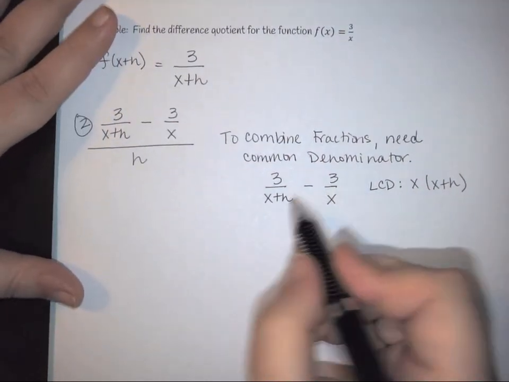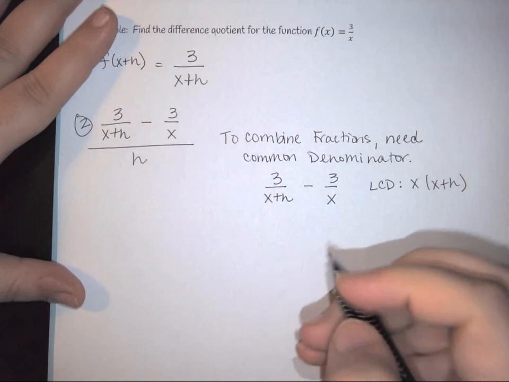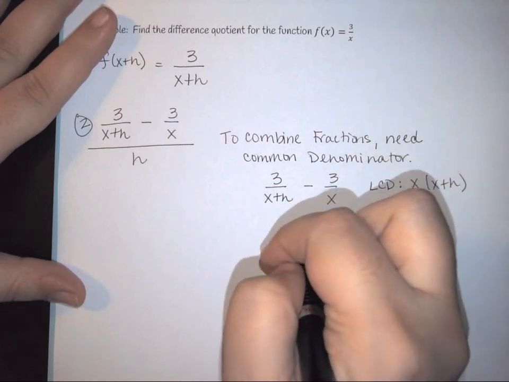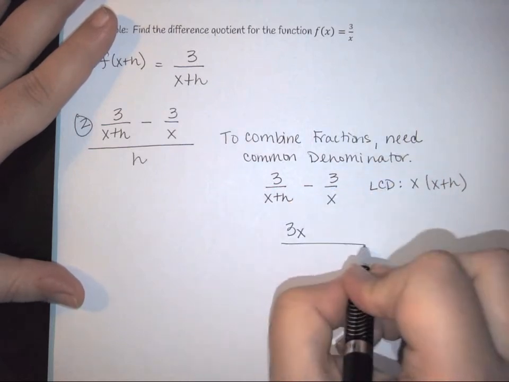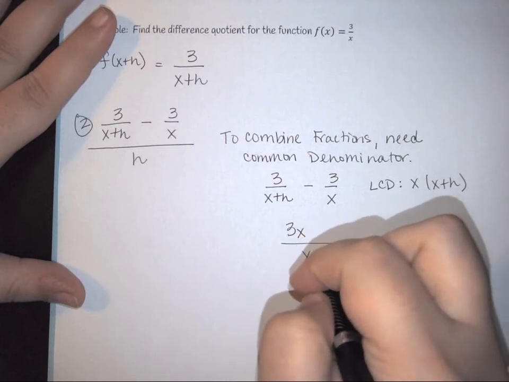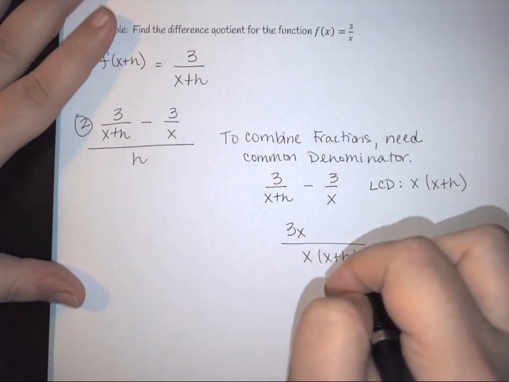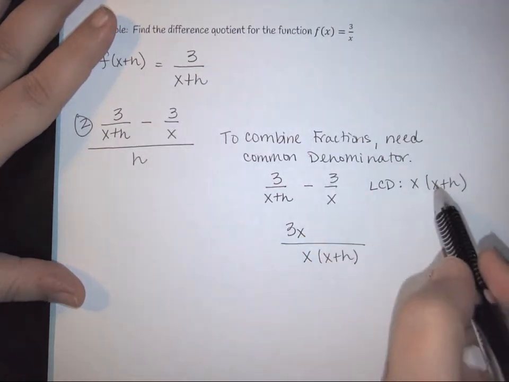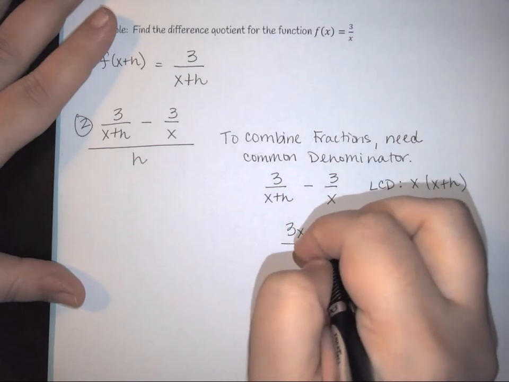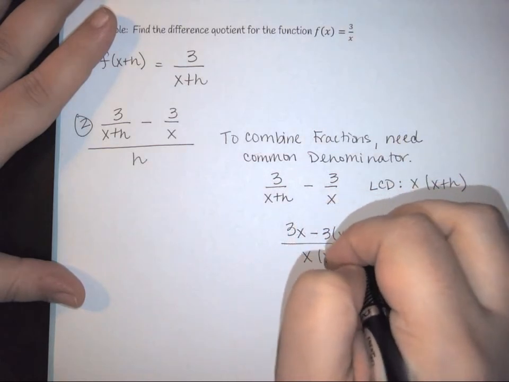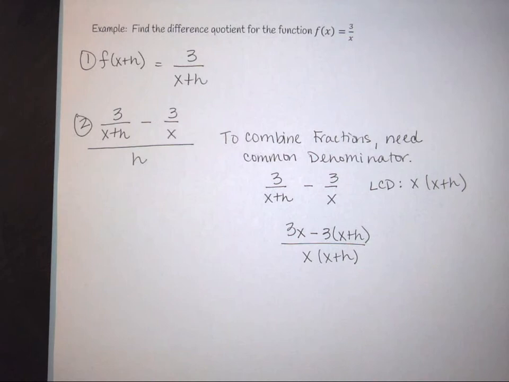So when I'm looking at it, in my first term, I'm missing an x, so this becomes a 3x on top. My entire denominator is going to be x times x plus h. Now on the other side, I'm missing the x plus h, so this is minus 3 times x plus h. And thus I have a common denominator.